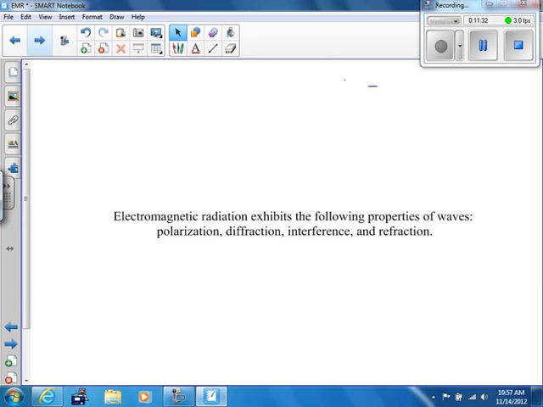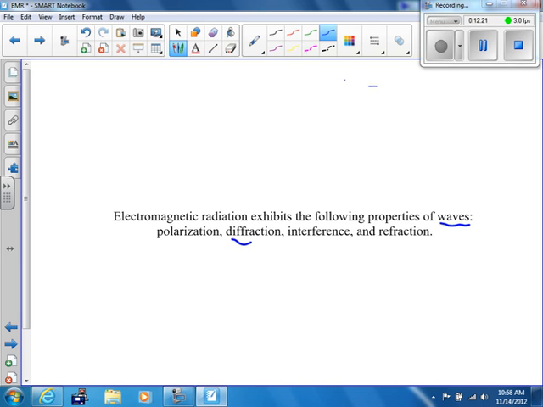Some of these terms you're going to be familiar with already, some you're not. Electromagnetic radiation exhibits the following properties of waves. We want to focus on this right now because a little bit later on, we're going to show you that EMR, which we think of as a wave, these electric field and magnetic field waves, sometimes exhibits properties of particles. In other words, sometimes it acts more like a rock being thrown than a wave being transmitted. But for the time being, we're going to talk about it in the context of a wave. There are at least four properties that these beams of EMR exhibit that show that it acts like a wave: polarization, diffraction, interference, and refraction.